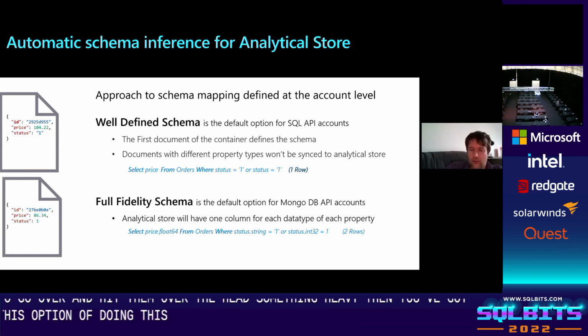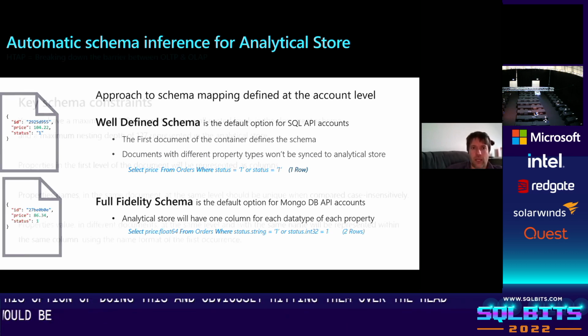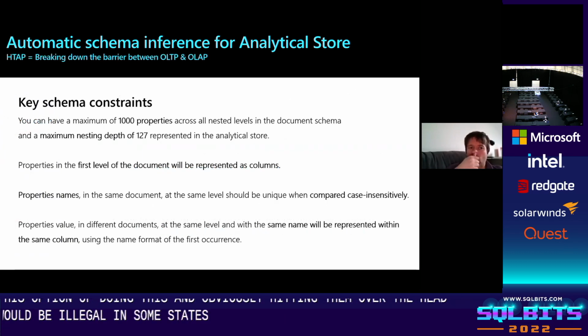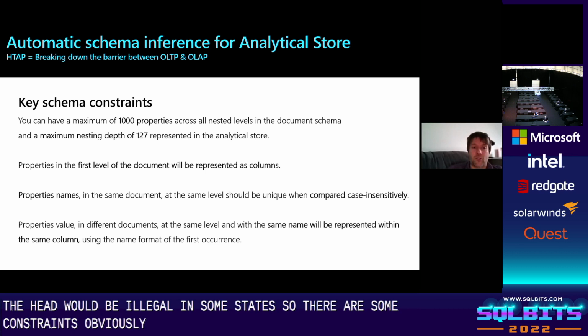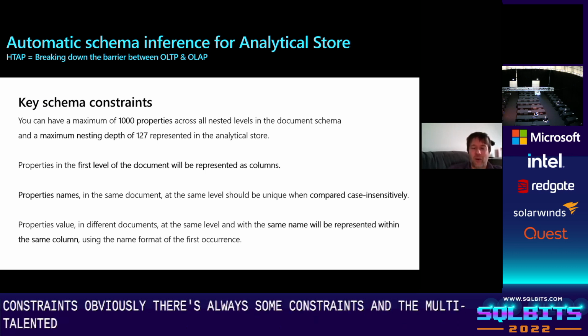And obviously, hitting them over the head would be illegal in some states. So, yeah, there are some constraints. Obviously, there are always some constraints in a multi-tenanted system. Wouldn't be fun if there weren't.